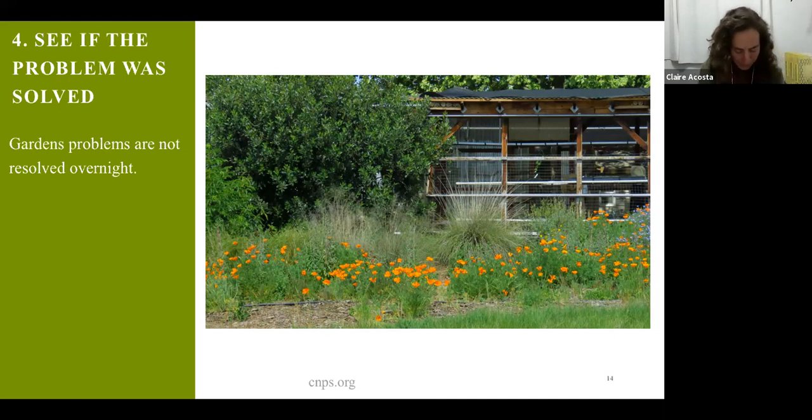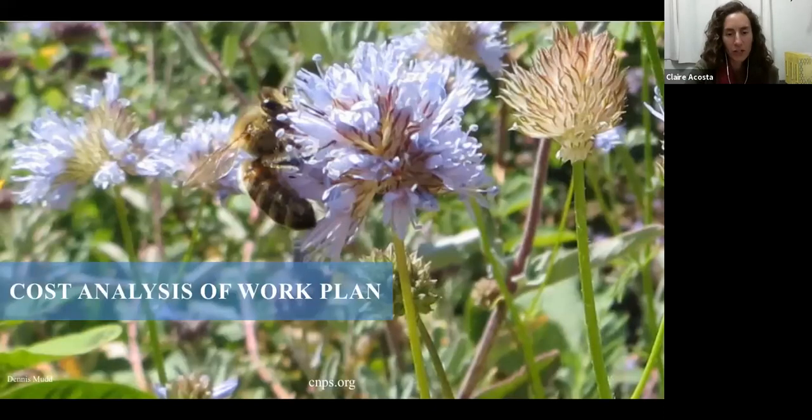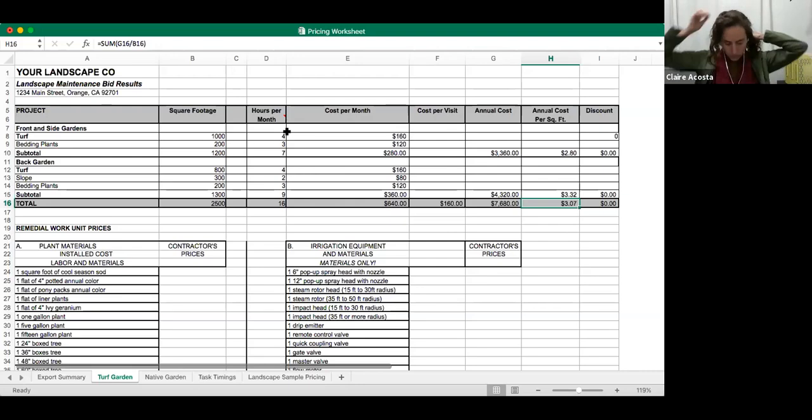Okay, actually I'm going to stop my share and share a different document. So, talking about a cost analysis for a work plan. Is this the document? Yes. Okay, so these are some of the financial aspects for native plant landscaping.